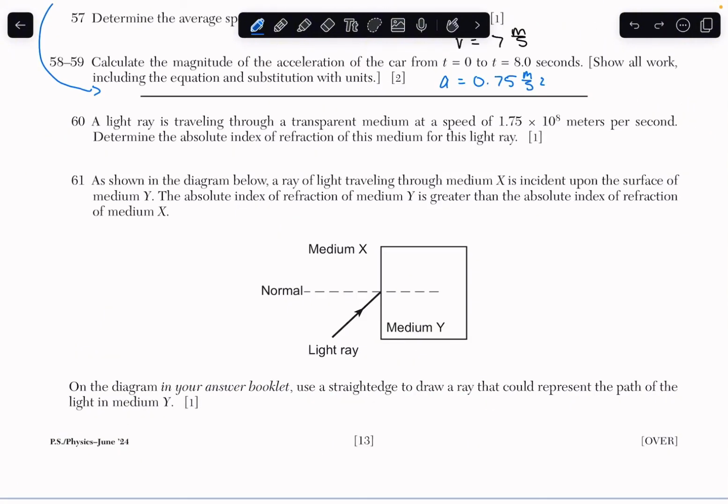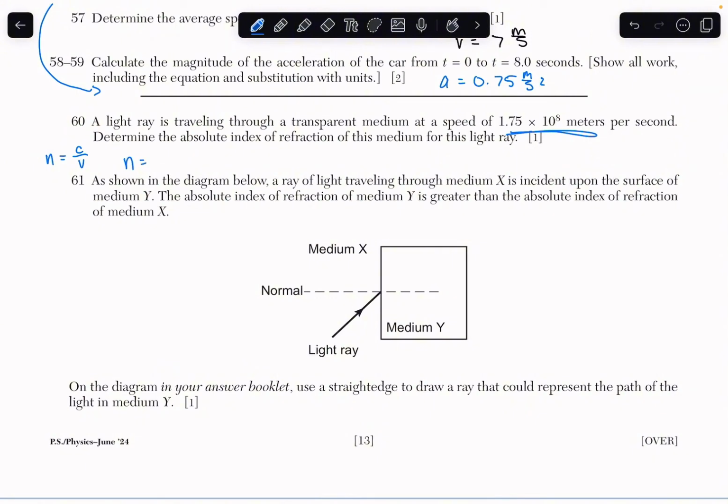60. A light ray is traveling through a transparent medium at a speed of 1.75 times 10 to the 8th meters per second. Determine the absolute index of refraction of this medium for this light ray. So, in order to find the index of refraction, we're just going to use the equation n equals c over v. Because we already have the velocity, it tells us that right here. And speed of light is a constant, and speed of light is c, by the way. So we just plug everything in.